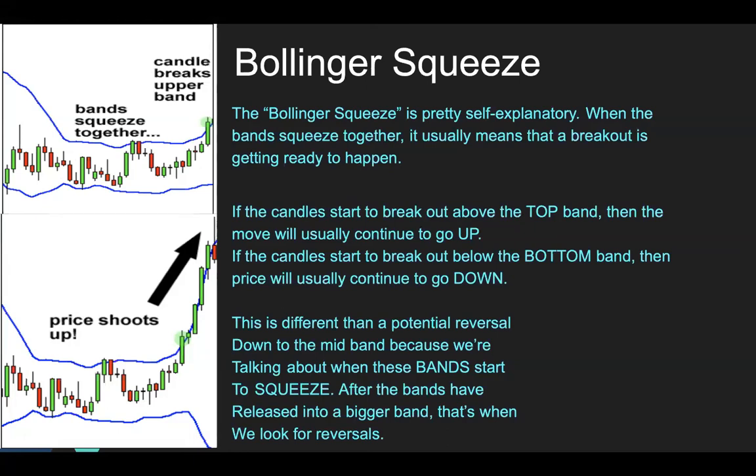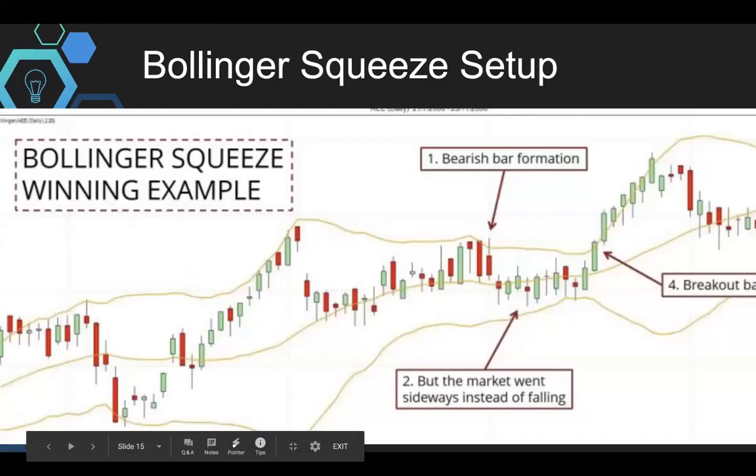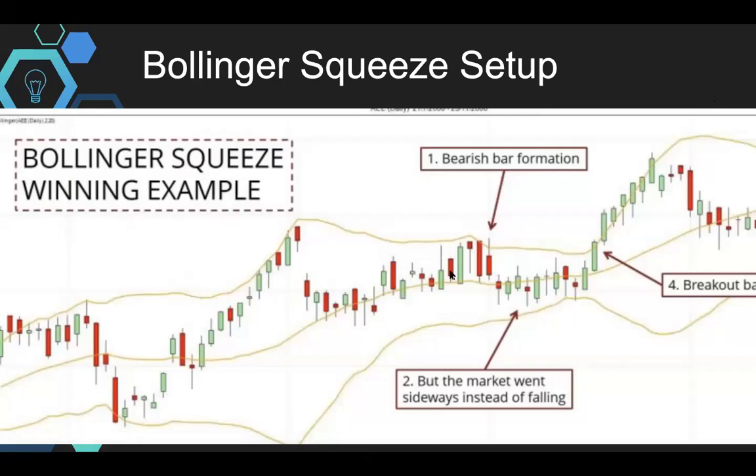So there's two different ways to trade these bands. There's so many different ways to trade these bands. This and the other one that I just showed you are just two different ways to trade it. After the bands have released into the bigger band, that's when we look for reversals. Like this, you see the squeeze right here? You have a big band squeezing into the middle here, and you trade the breakout, whichever way the candle sticks up or down. If it sticks down, then you trade the break, you buy puts.